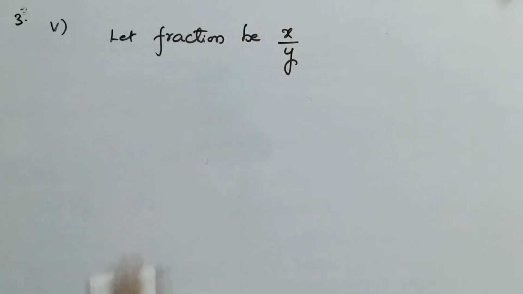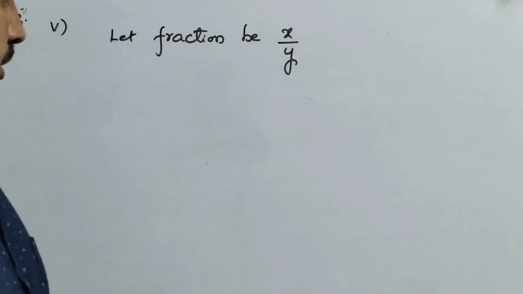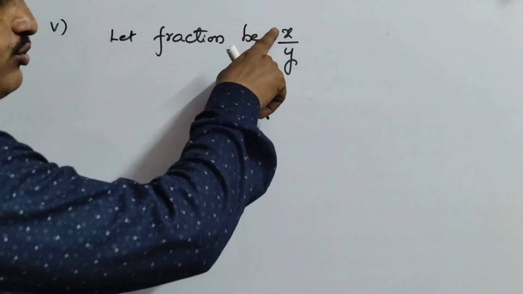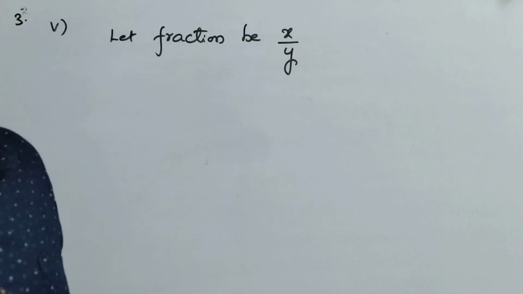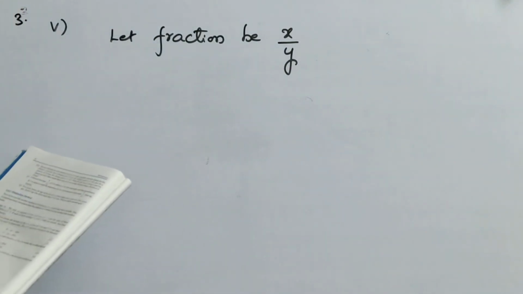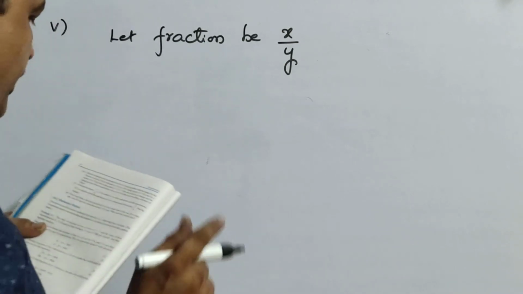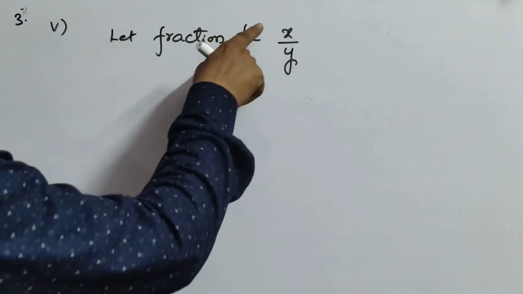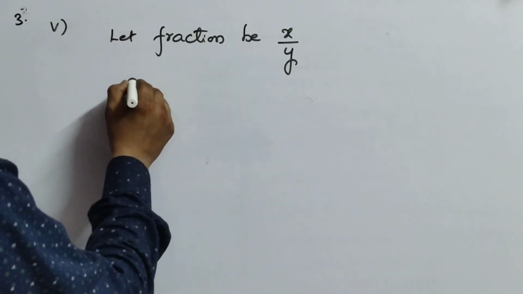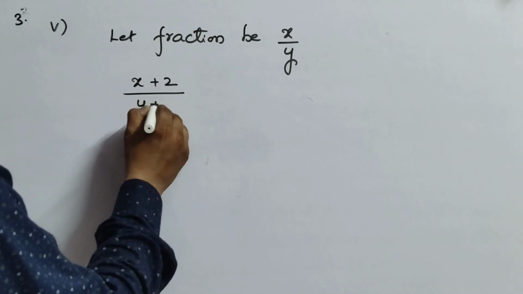That means x is a numerator and y is a denominator. So the fraction will be in this form, x by y, where x is numerator and y is denominator. Now the fraction becomes 9 by 11 if 2 is added to both numerator and denominator. That means 2 is added for the numerator as well as for the denominator.